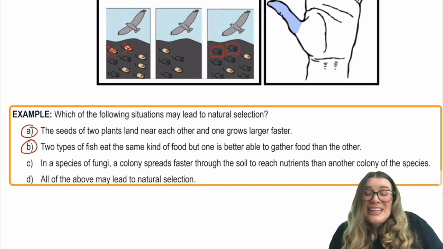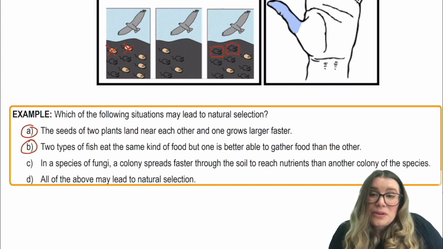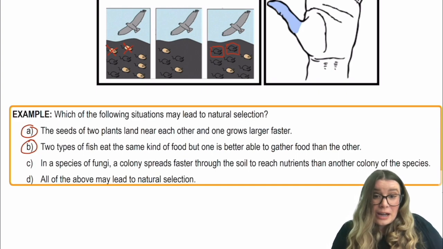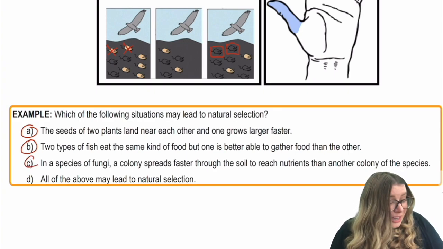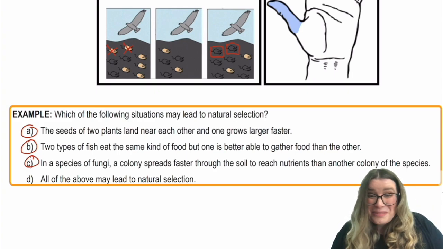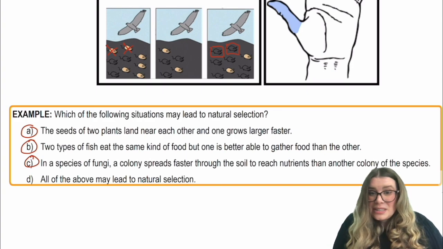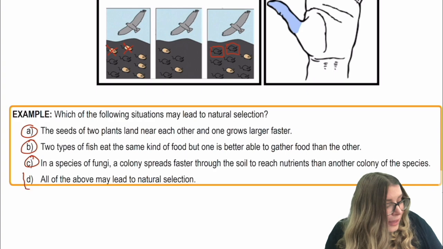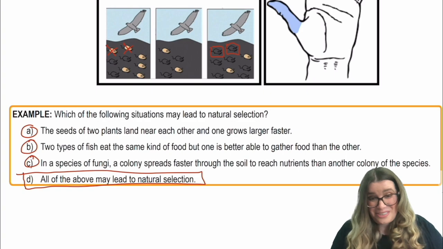In answer choice C, it says, in a species of fungi, a colony spreads faster through the soil to reach nutrients than another colony of the species. Once again, this is natural selection because we have that variation. We have a struggle for existence and competition where nature is going to select one to live and the other one is probably not going to live. So because we have selected all of them, I would say our final answer choice is D. D is the correct one. All of these lead to natural selection according to VISTA.